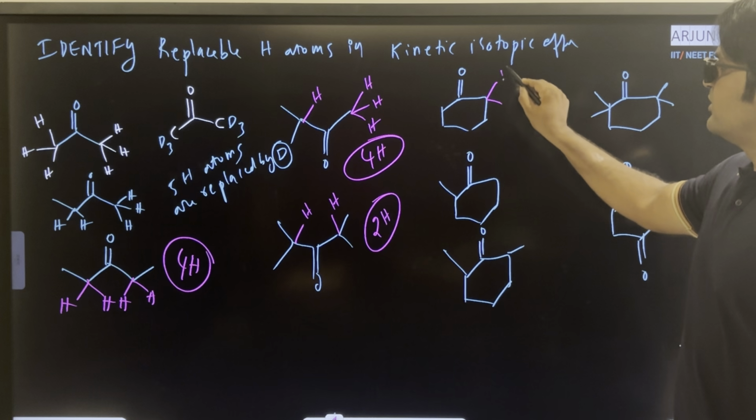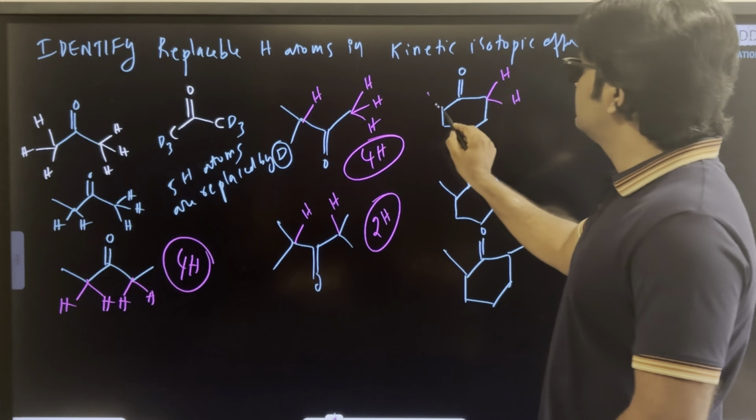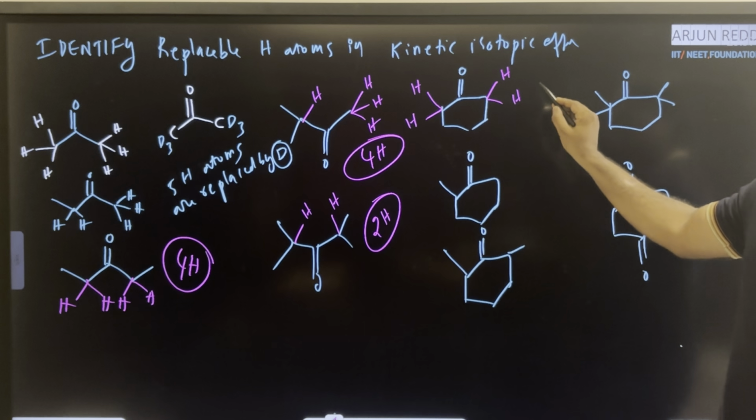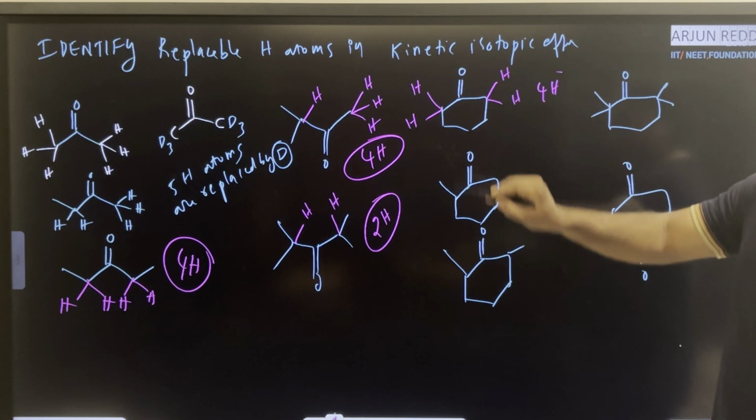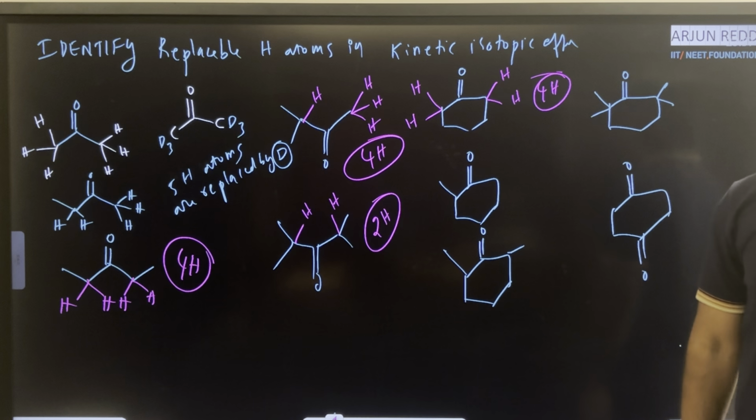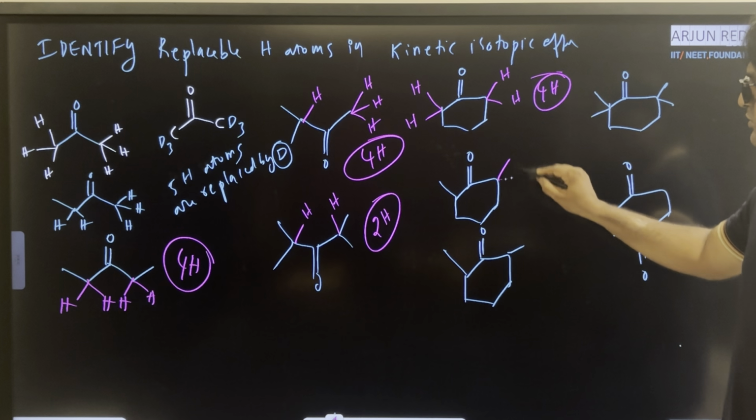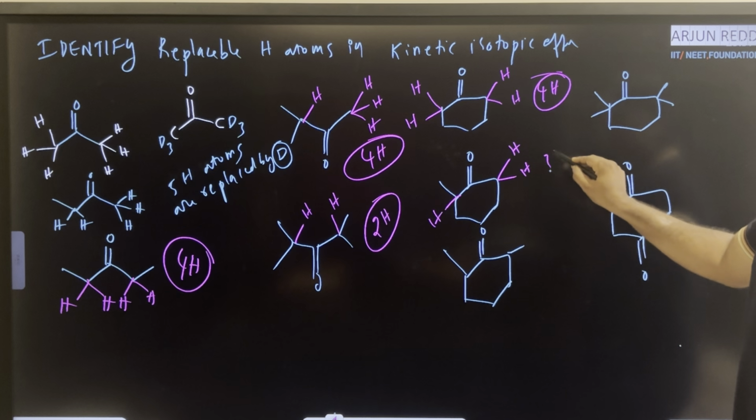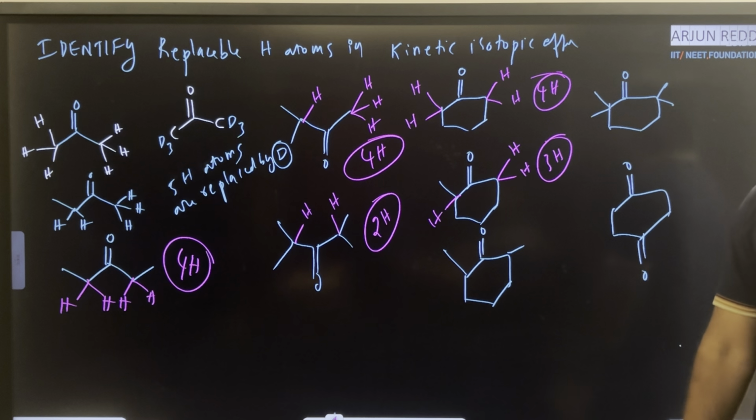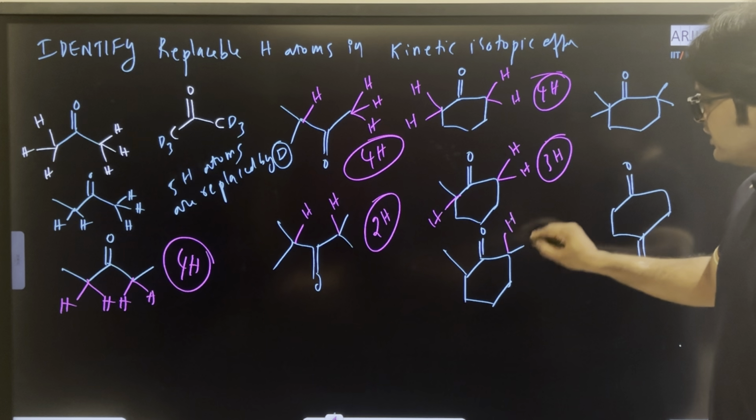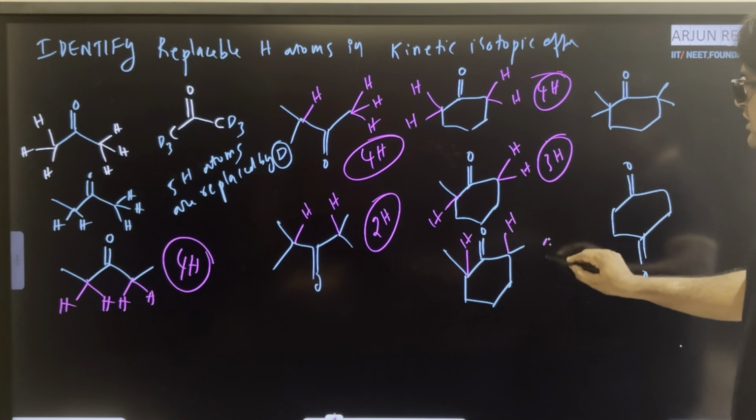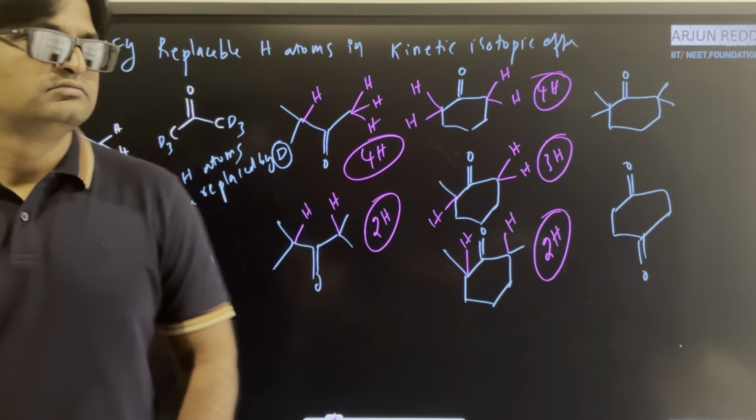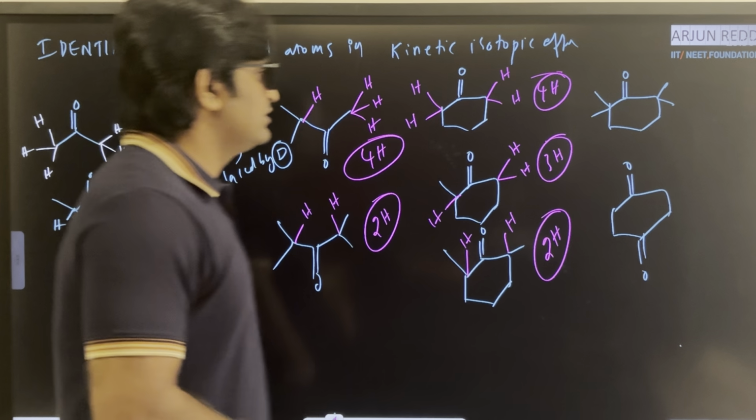And here from right side hydrogen, hydrogen, from left side hydrogen and hydrogen. On long standing, all these 4 hydrogen atoms are replaced by deuterium. Okay, right. And next molecule, hydrogen and hydrogen. Here hydrogen. How many replaceable hydrogen atoms present? 3. Here from right side 1 hydrogen atom, left side 1 hydrogen atom. How many replaceable hydrogens? 2. 2 replaceable hydrogen atoms are there.